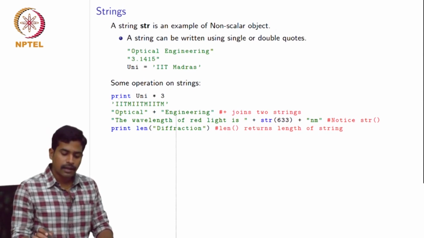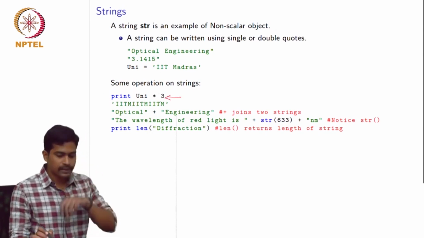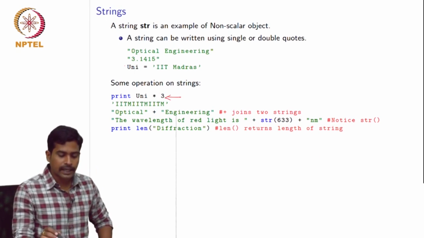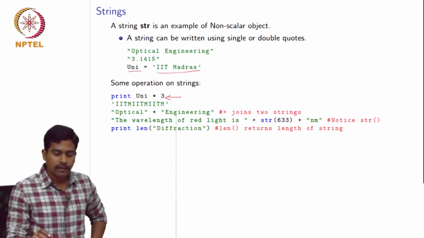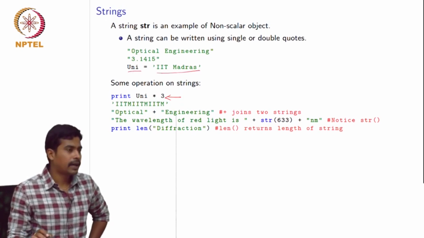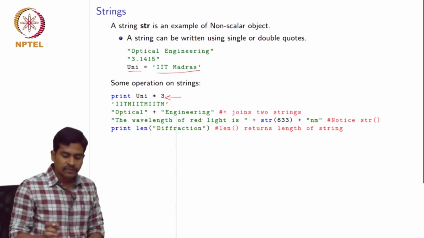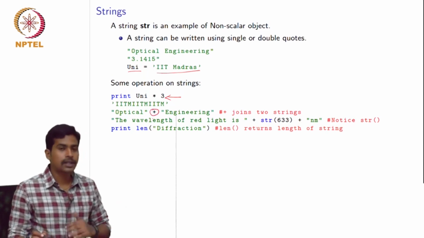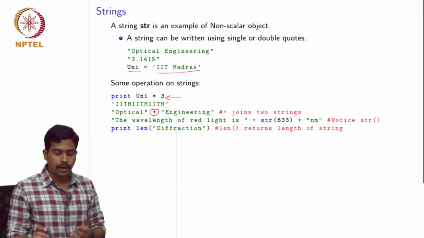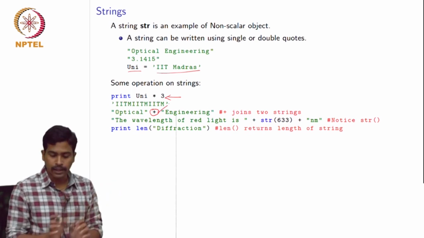So this is one operation that can be done on string. So here what happens is, as we have declared earlier, the variable uni is assigned with a string called IIT Madras. When I say multiply it with 3, what happens is the string is repeated 3 times, okay, and it makes a bigger string. So that is one operation, and the other operation plus means concatenation operation. So what this does is, it will take 2 strings and then it will join these strings together.